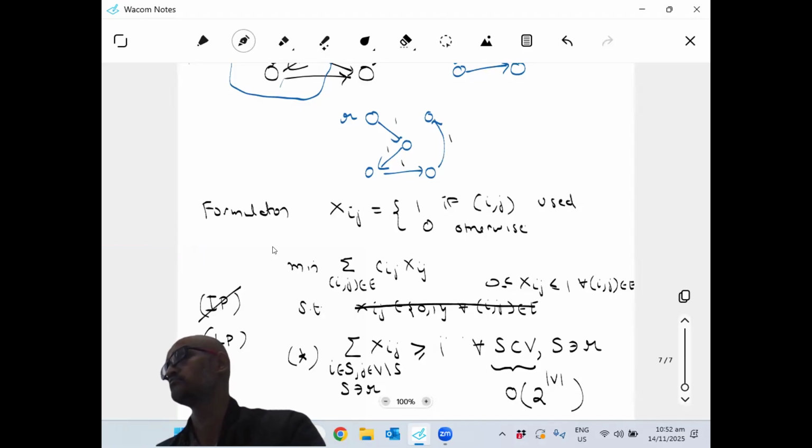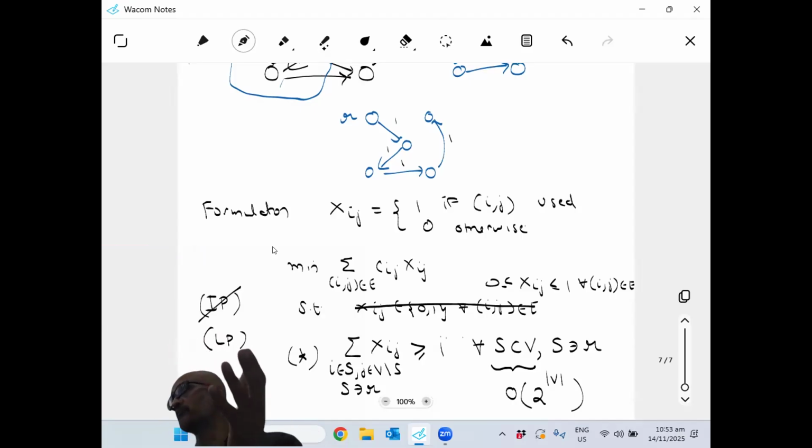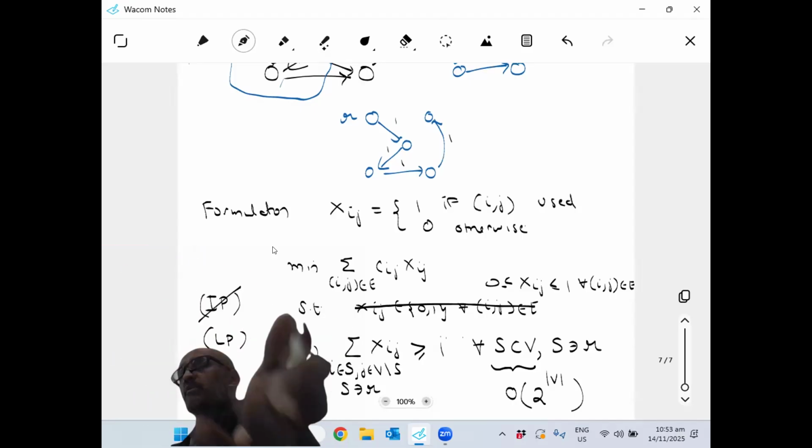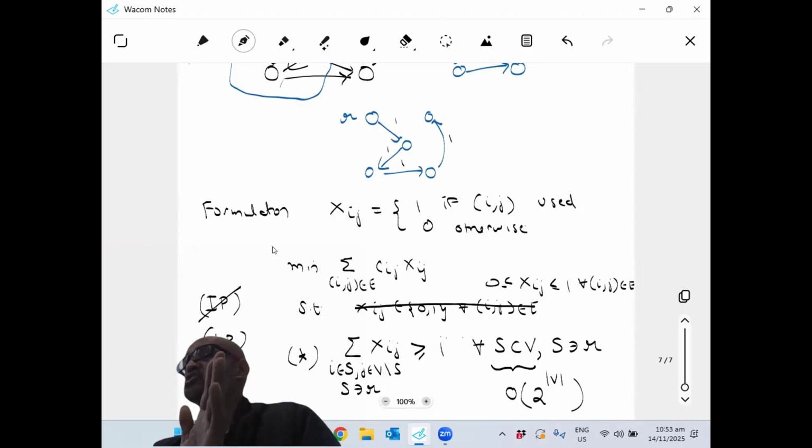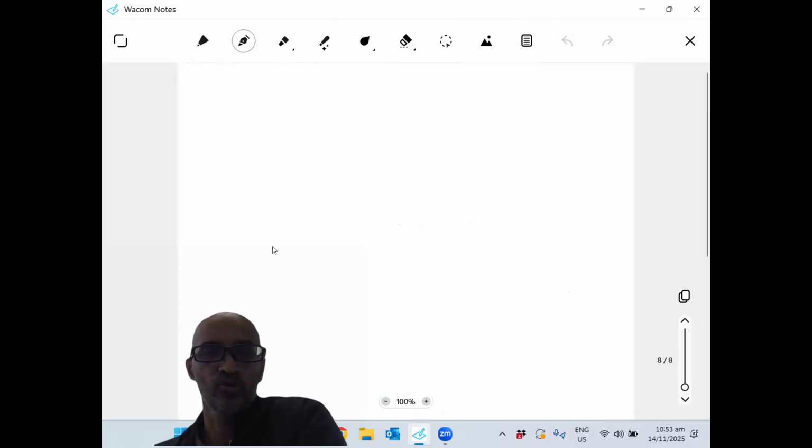Is that clear? But I claim that this problem can be solved efficiently because separation can be done efficiently. So what is the separation problem for this LP? If I think of it as an optimization problem, it looks hard. It's exponential size input. What is separation? Let's write down the separation problem. So here's the separation problem.